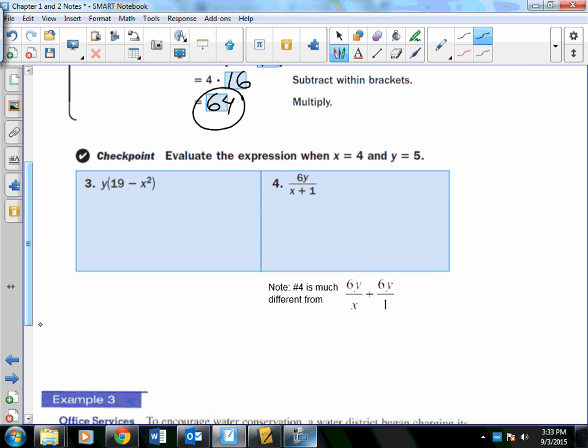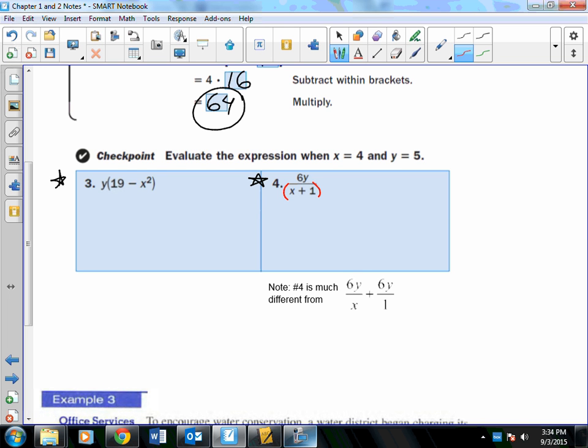With those now behind us, try these 2 checkpoint questions. And I want to make a note with number 4, be careful. 6y over the quantity x plus 1 does not allow us to split that into 2 different fractions because there's this grouping down here of x plus y. Those are grouped together. I can't split those up until I've simplified as much as I can.